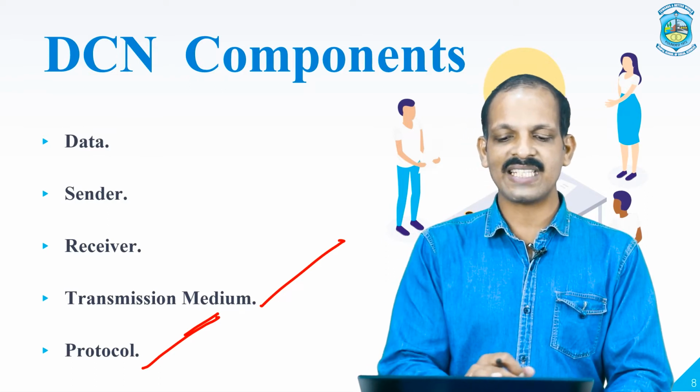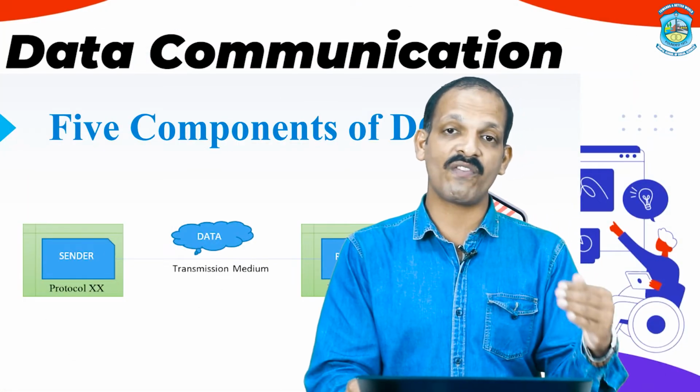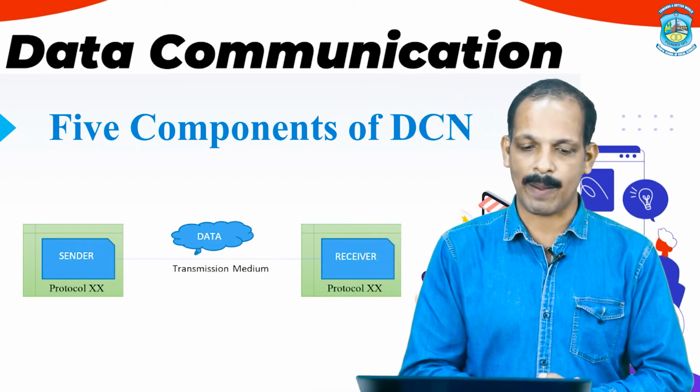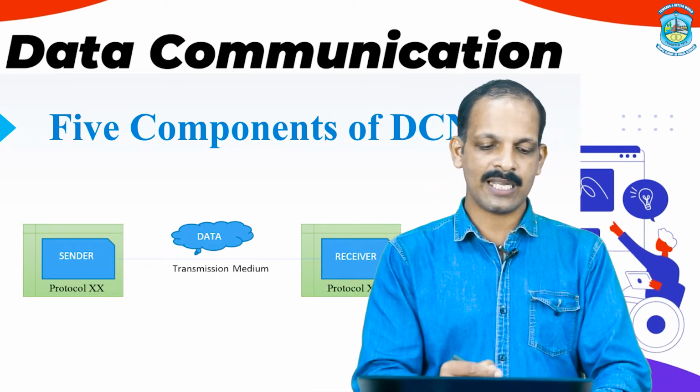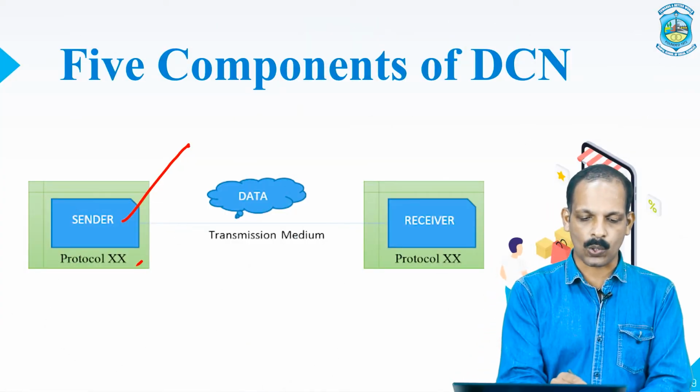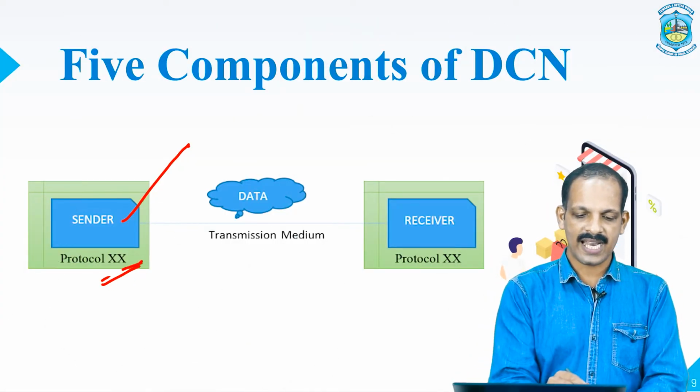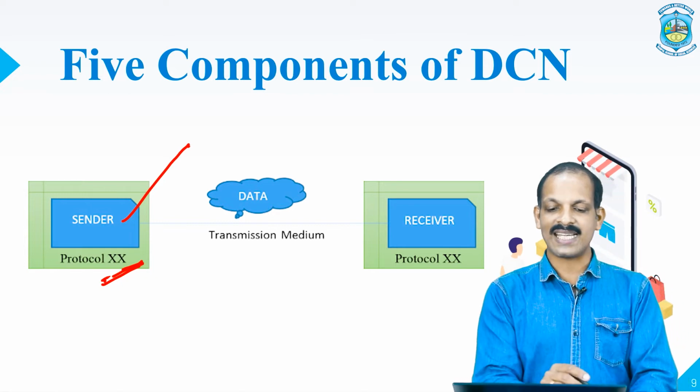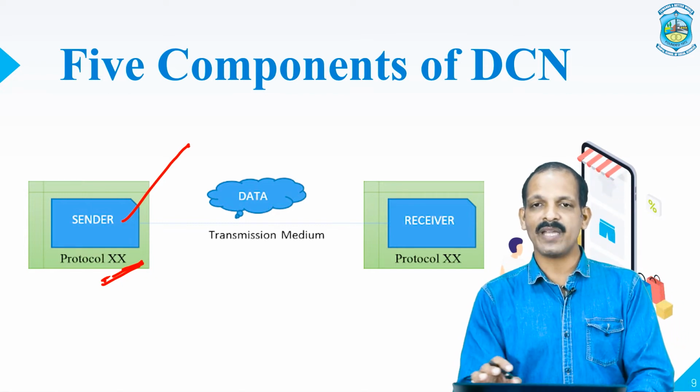Now, one by one we can check. First of all, let's see how this process happens. From this picture you can see there is a sender. The sender is using a specific protocol. Then, using that protocol, the sender sends data through a medium.